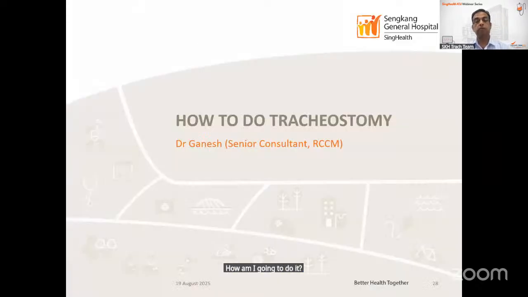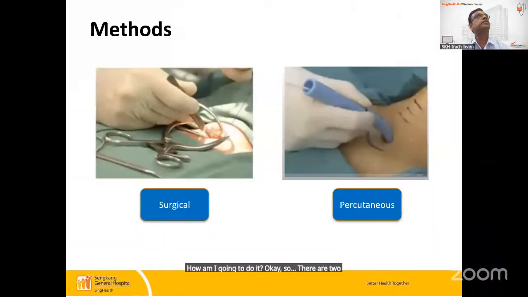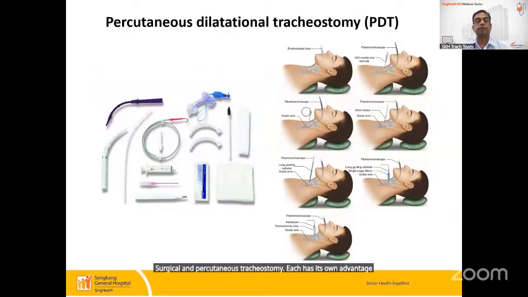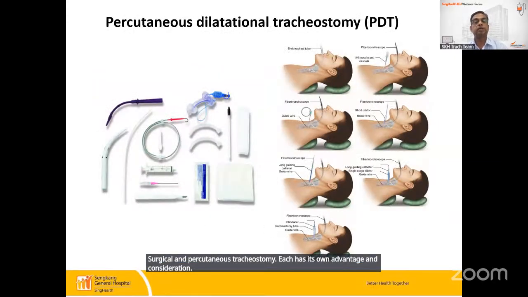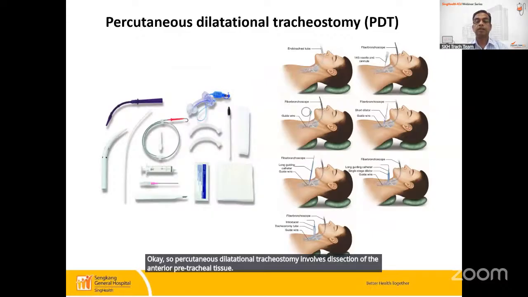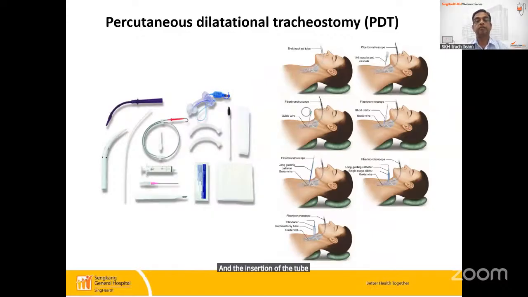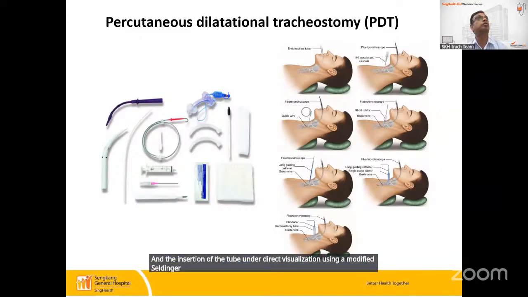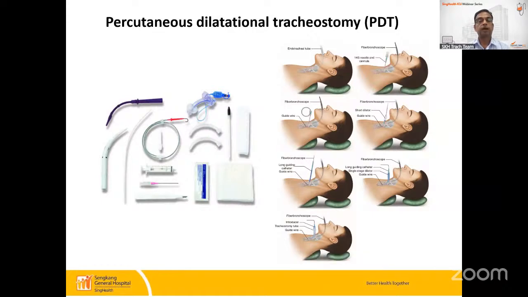Okay, so there are 2 main approaches: surgical and percutaneous tracheostomy. Each has its own advantage and consideration. Percutaneous dilatational tracheostomy involves dissection of the anterior pretracheal tissue and the insertion of the tube under direct visualization using a modified Seldinger technique and bronchoscopic guidance. I'm not going to go through in detail, so I'll pass on.